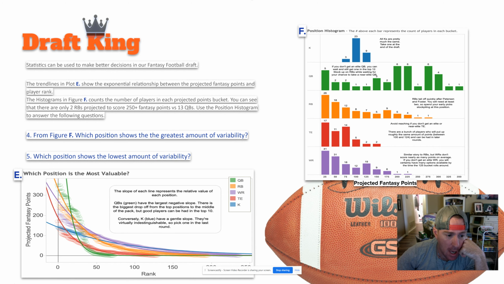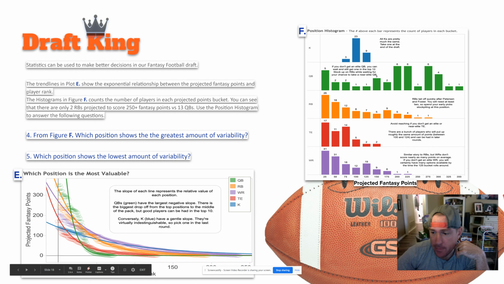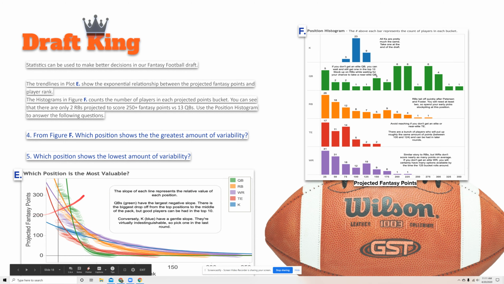Okay, so if we look at this graph right here, these are trend lines. Here's a legend that indicates which color is what. These are different points that are dropping. These are your projected fantasy points. The green is quarterback, so you can see your best quarterback available in your fantasy football draft. Like Aaron Rodgers is up here.